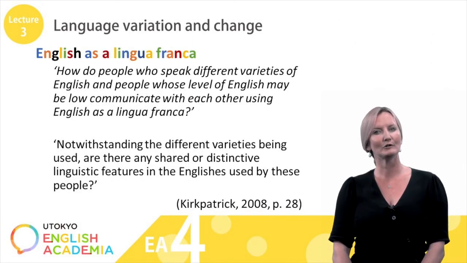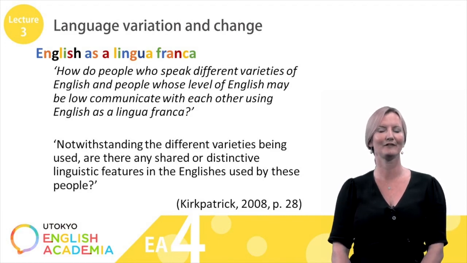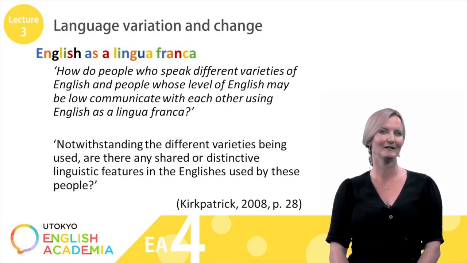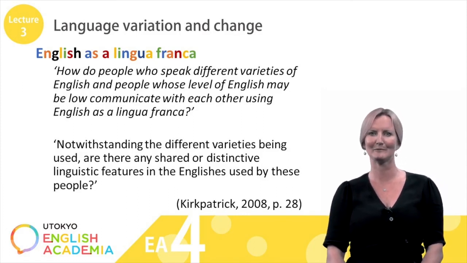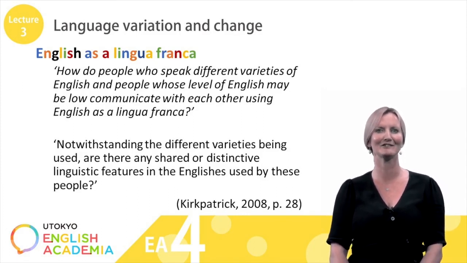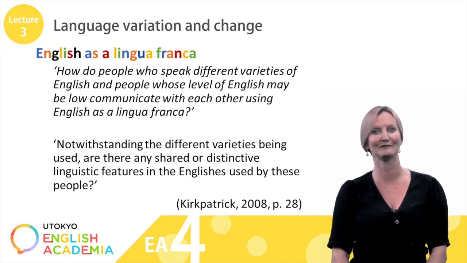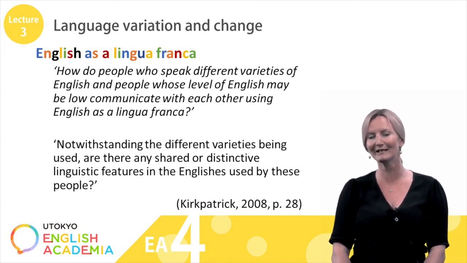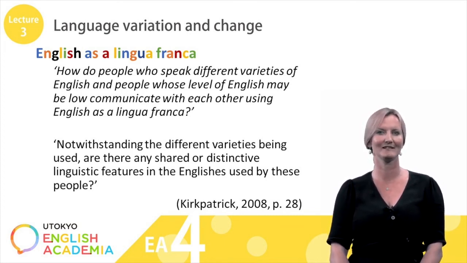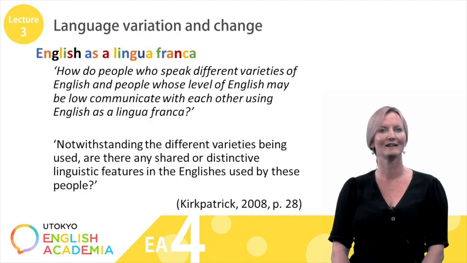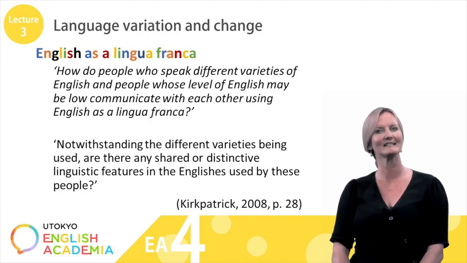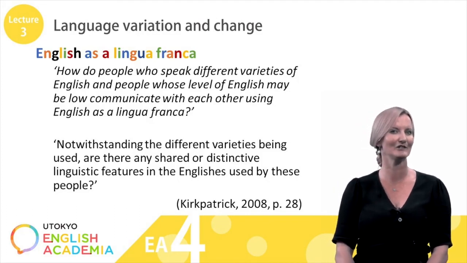Given the global use of English as a lingua franca, some scholars have posed questions such as, how do people who speak different varieties of English and people whose level of English may be low communicate with each other using English as a lingua franca? And, notwithstanding the different varieties being used, are there any shared or distinctive linguistic features in the Englishes used by these people?